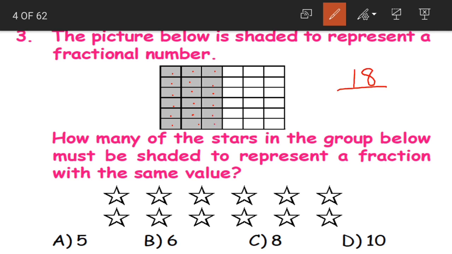18 shaded parts divided by 19, 20, 21, 22, 23, 24, 25, 26, 27, 28, 29, 30, 31, 32, 33, 34, 35, 36. So 18 divided by 36 is the fraction of the shaded part in the given figure. Okay children, now what are they saying? How many stars in this group should be shaded to represent a fraction with the same value?